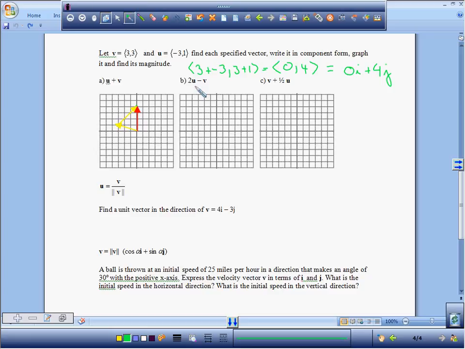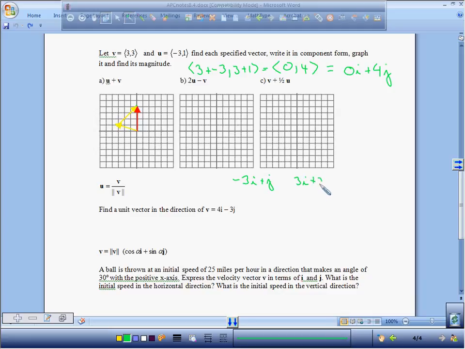All right. So if I wanted to do 2u minus v, let's do that algebraically using i's and j's. So u would be negative 3i plus j, and v is 3i plus 3j. And so if I wanted 2 of these minus 1 of those, my i components are negative 6 minus 3 in the i direction.